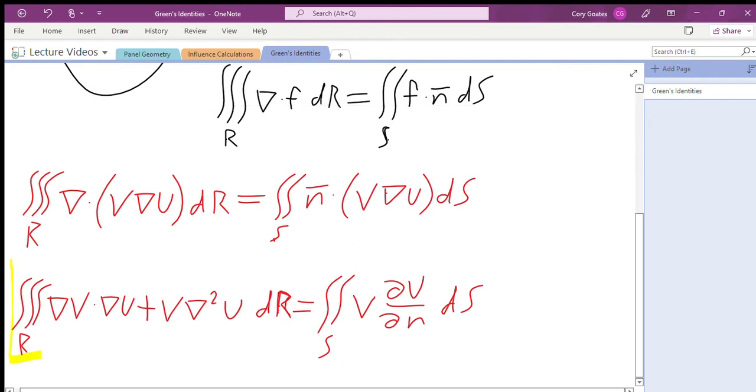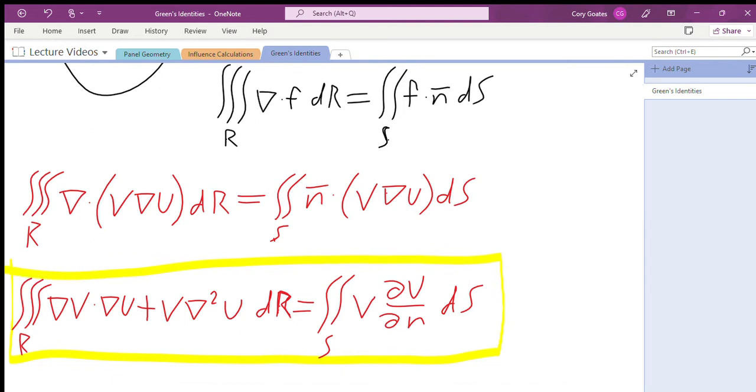This is Green's first identity. Okay? Now remember, all we've done, we defined a couple arbitrary functions, we said something about their continuity, we said they're defined in this region R, and we can apply the divergence theorem and get to this result here. Okay? Now, let's move on.